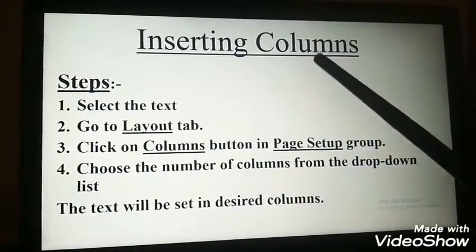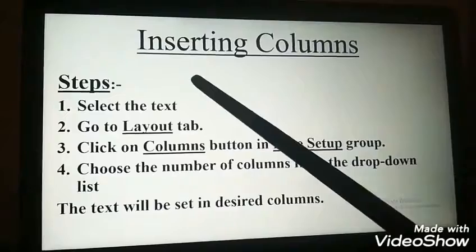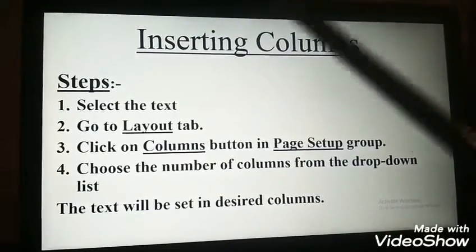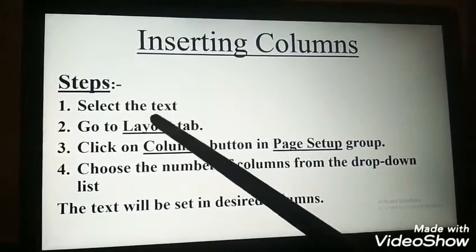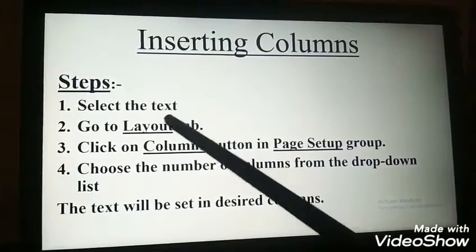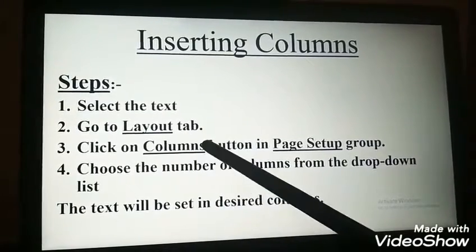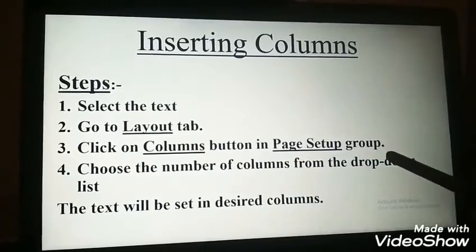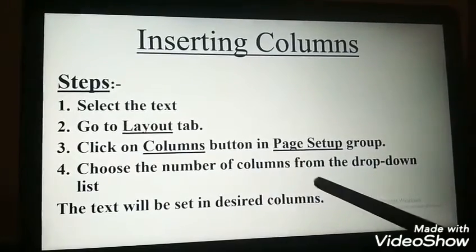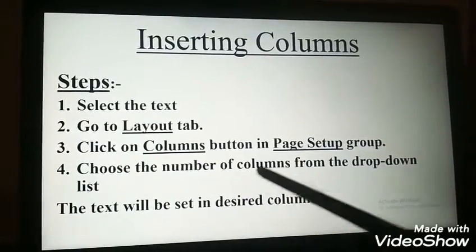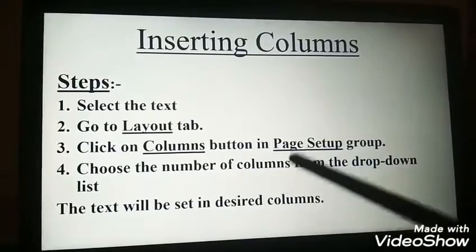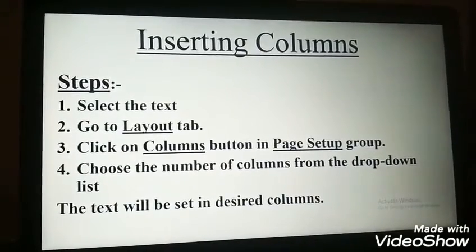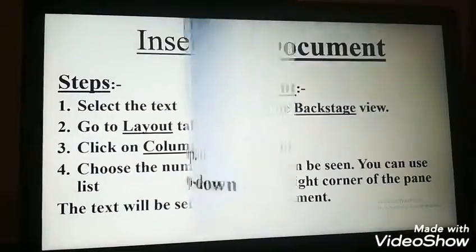Next, inserting columns. How to insert columns to make our text more attractive and readable. So the steps are, first we have to select the text to insert columns. Then we have to go to the layout tab. Then click on the columns button in the page setup group. Then choose the number of columns from the drop down list, meaning how many columns you need: 1, 2, 3, 4 and so on. Then the text will be set in the desired columns.